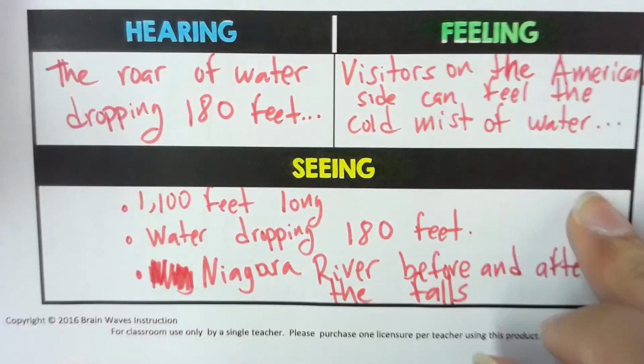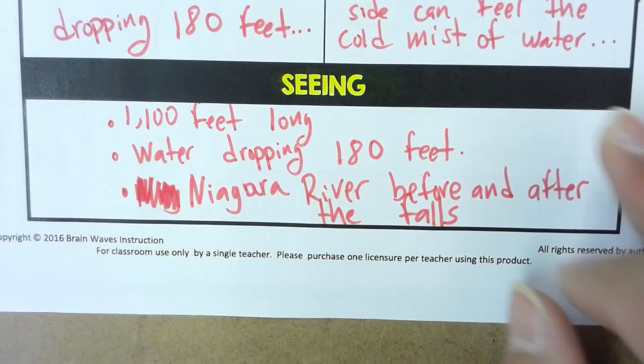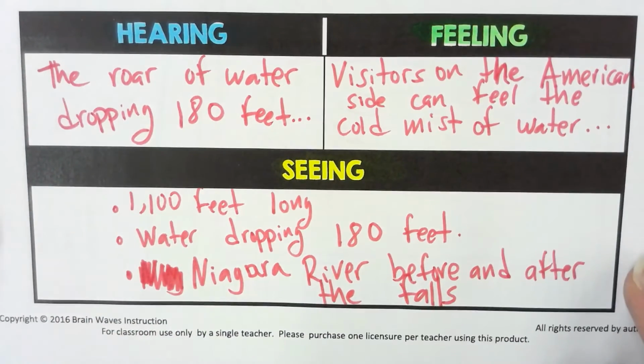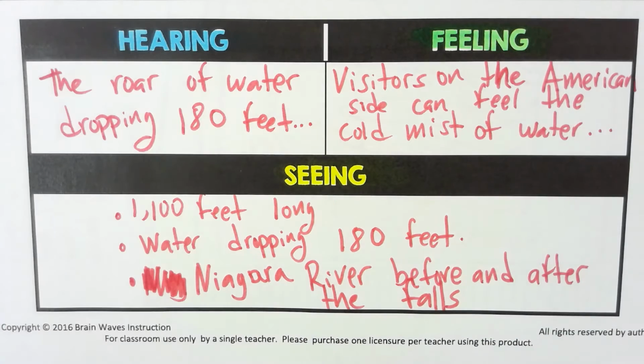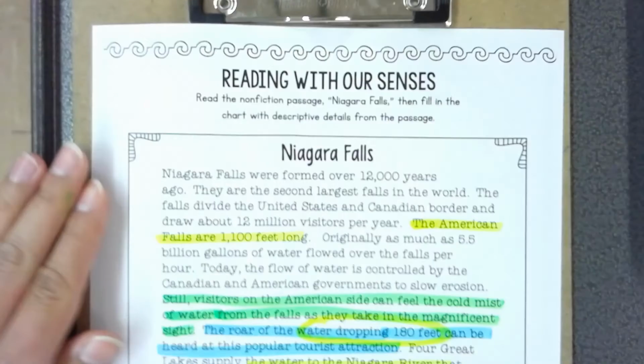So please make sure to have this on your paper. And then, congratulations, you have filled in the chart with descriptive details from the passage over our topic, Niagara Falls. Please make sure to turn this in to the turn-in bin when you are done. Please have your name on both sides, or at least on one side of this lesson paper, and great job. Your paper should look like this.